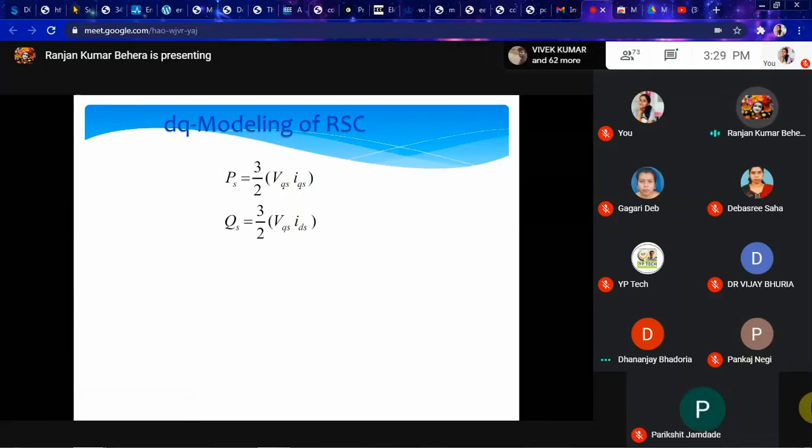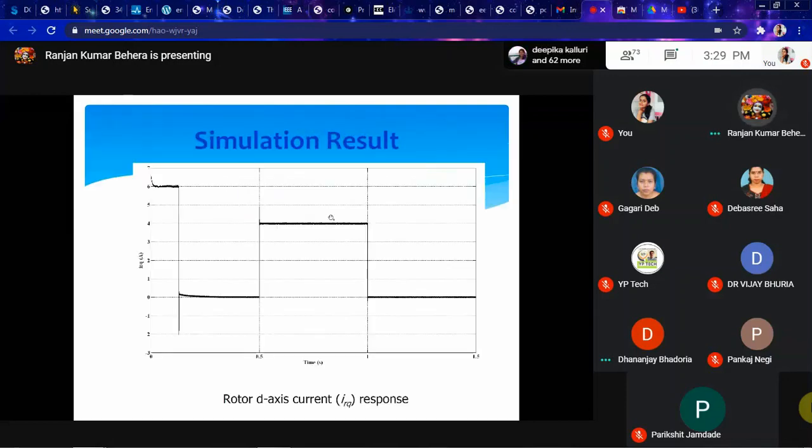So similarly, whether you are in the stator reference frame, rotor reference frame, or arbitrary reference frame, you try to make the things constant with respect to each other. Okay? That is what the complete reference frame theory is. So this is the PS, you can see it depends on IQS, and QS depends on IDS.